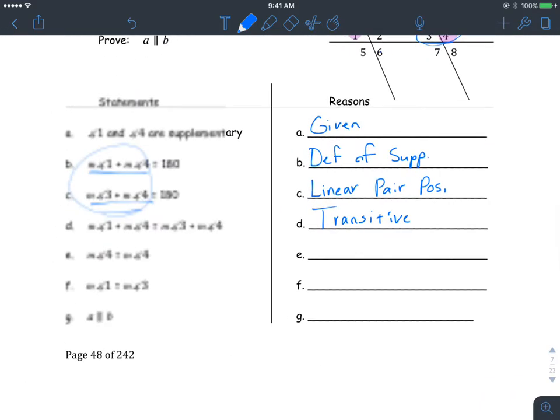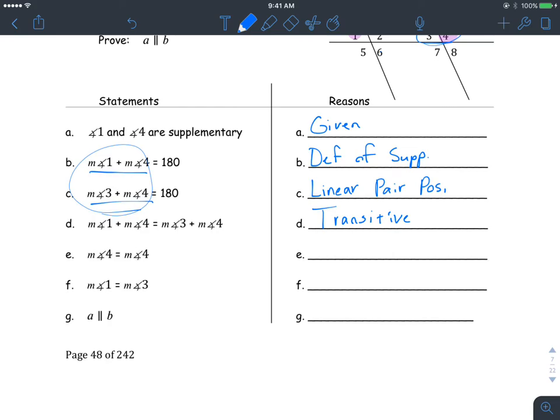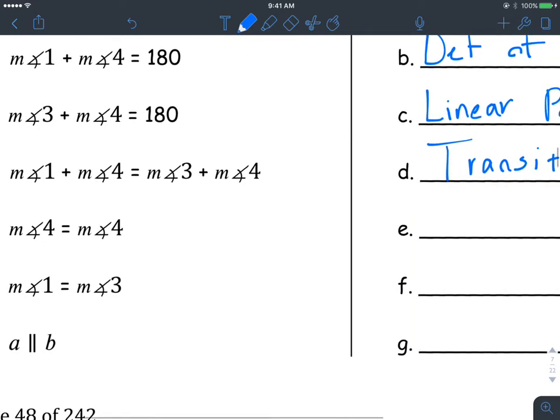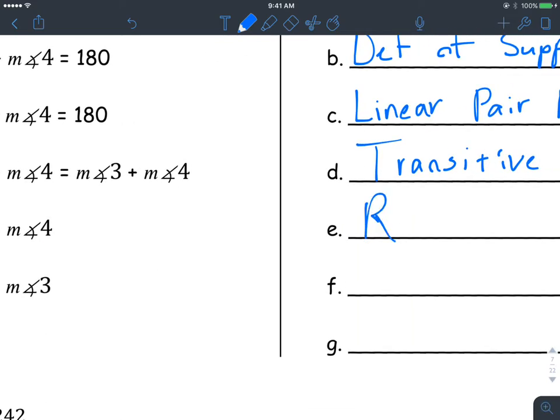Setting everything equal to one another. I guess this next step, sometimes you'll see people write this next step out here. Angle 4 is congruent to angle 4. We call that the reflexive property.